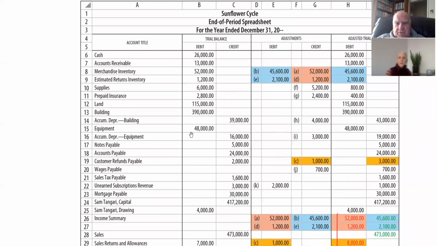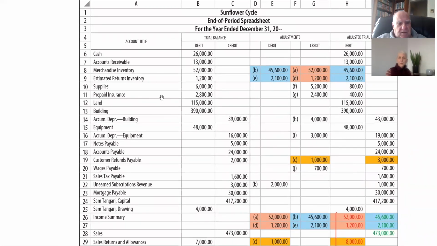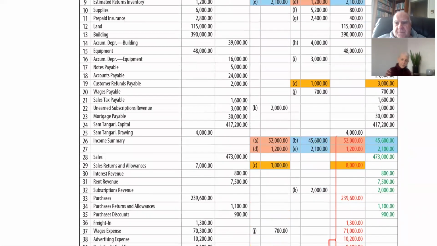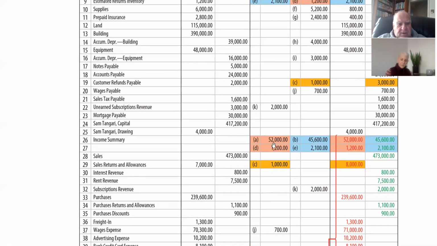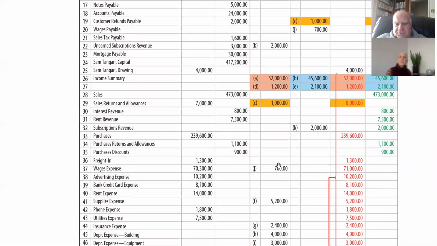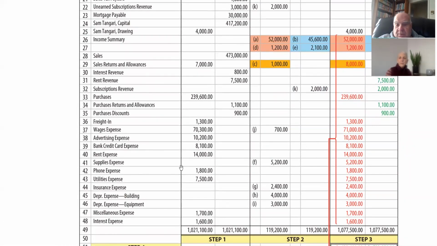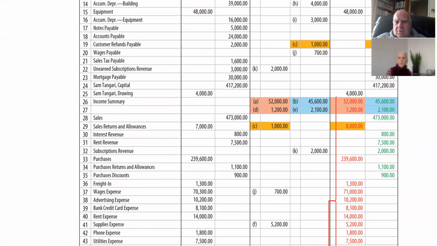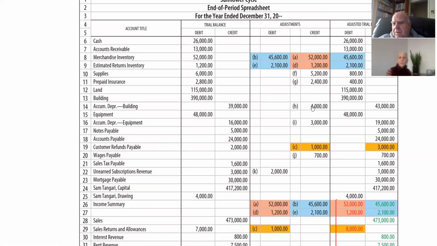What else did we adjust? Well, we adjusted these estimated returns. We don't care about that. And then we had some adjustments for more refunds. And we had adjustments for wages. We accrued some wages. We had, what was this one? Supplies, expense, insurance. So that's not so tough, right? If you can get the first two columns done and the second two, you're just bringing them over to the adjusted trial balance, okay? Now, we have a nice adjusted trial balance.